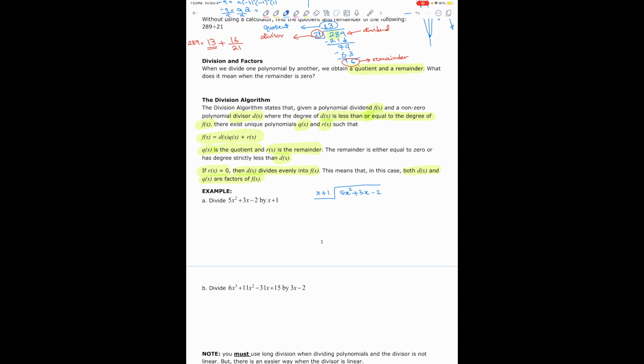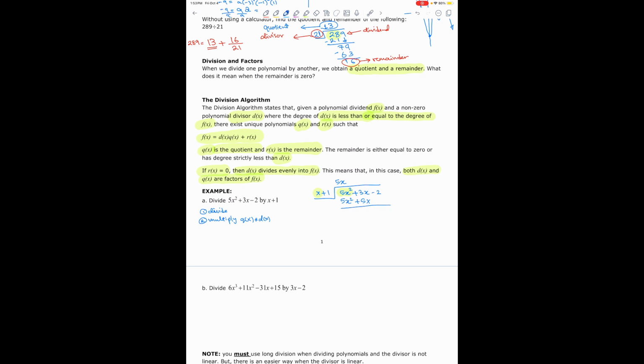The first step, we're going to divide the first term by the first term. We divide 5x squared by x. The answer is 5x, so I'm going to write 5x here in the quotient area. And then I will multiply the quotient by the divisor, d of x. So I'm going to multiply 5x times x, which is 5x squared, and 5x times positive 1 is positive 5x.